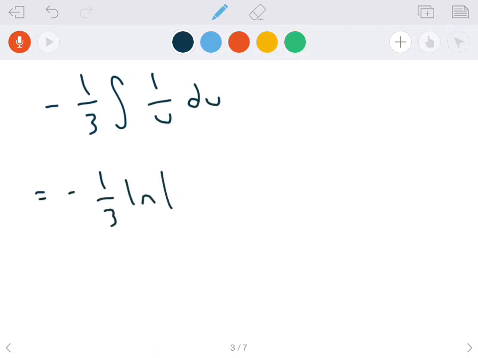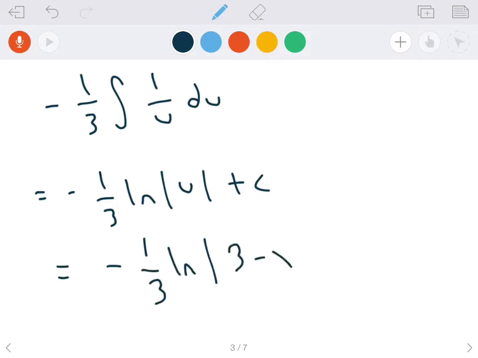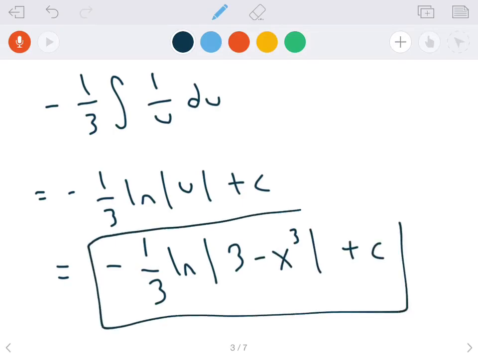I have negative 1/3 times the integral of 1 over u du, which I know is just the natural log of the absolute value of u, plus c. But I can't leave it as u. We'll replace it with my definition of u, which was 3 minus x cubed, making sure to use my absolute value bars. Don't forget your plus c, and it's done.